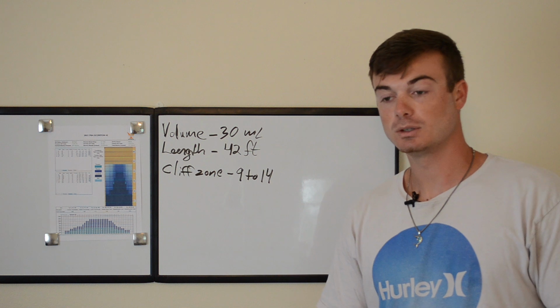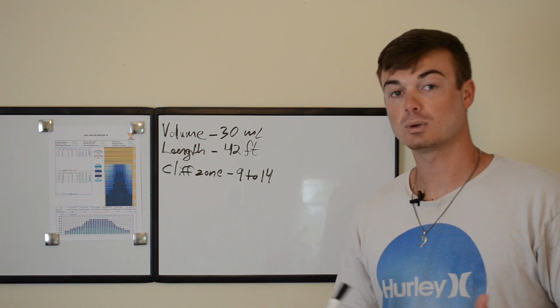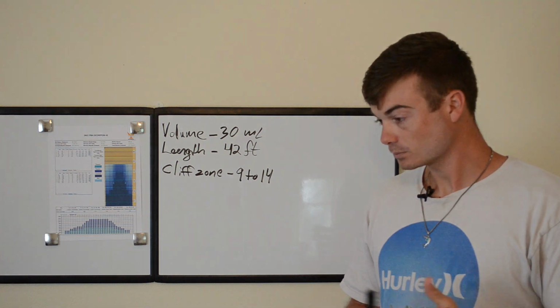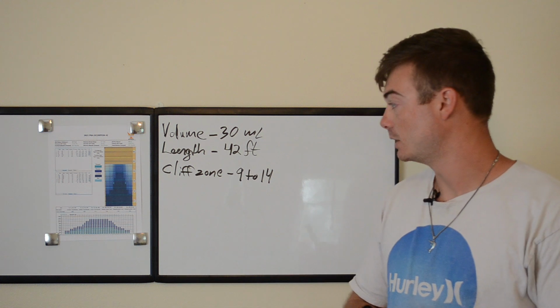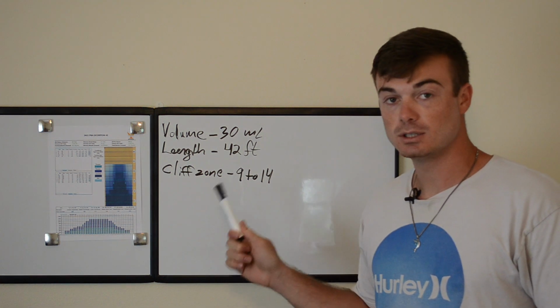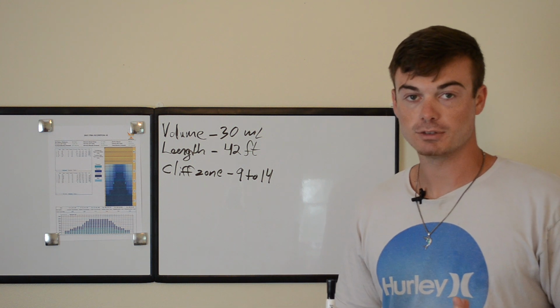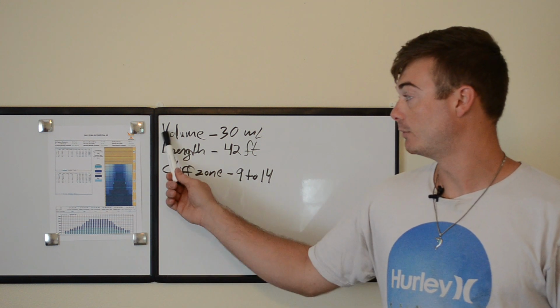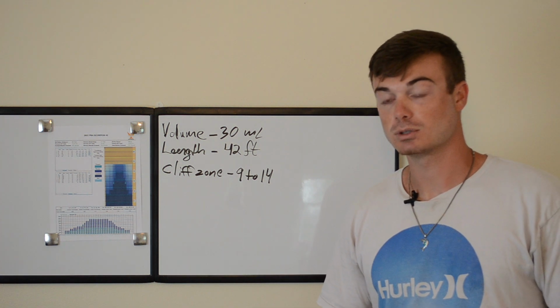So today we're doing how to read lane graphs, and it is going to be on Scorpion today. There's three pertinent things that you need to take into consideration when you first look at a lane graph. These are just the first three things that stick out in my mind: volume, length, and the cliff zone. I'm going to explain all three of these real quickly for you.